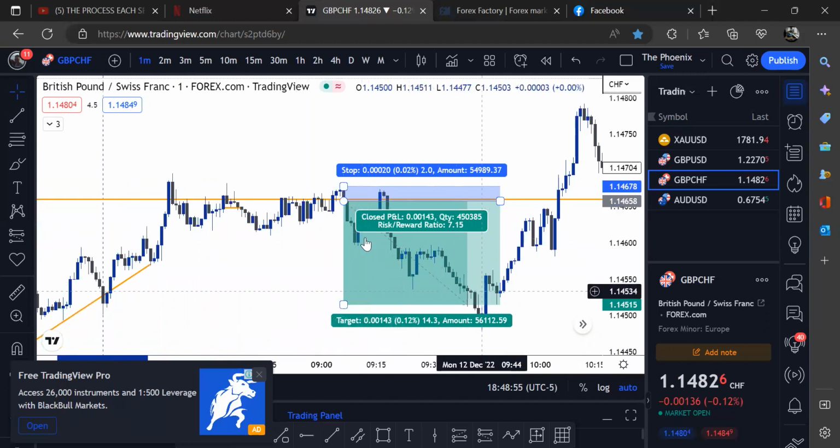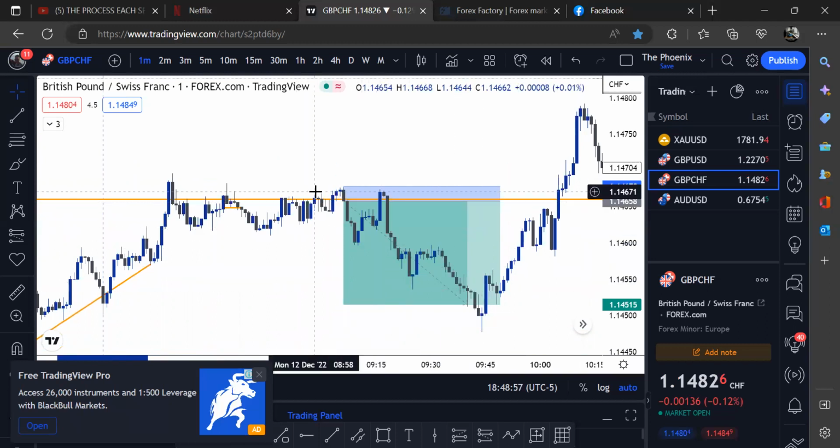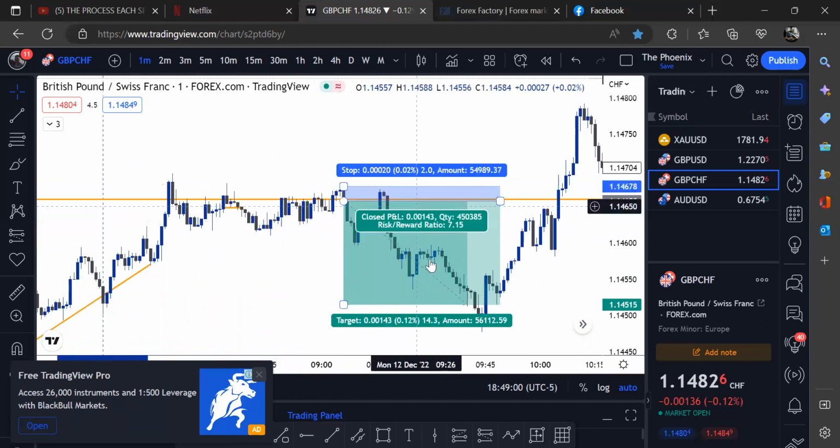So price came back again, retested this high because this created a break of structure and left.